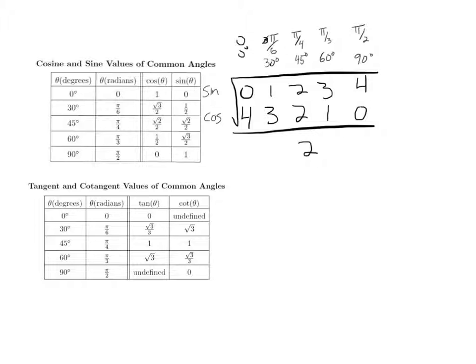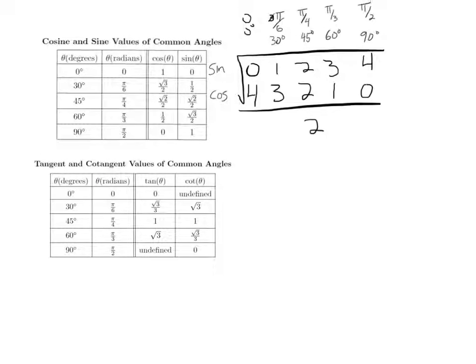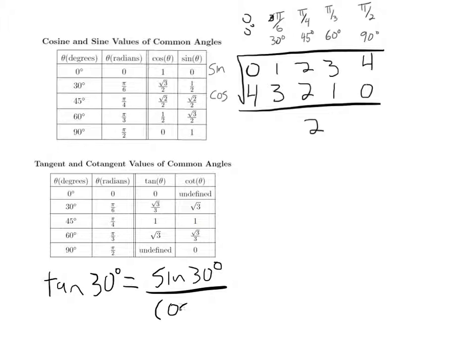First off, we could work one of these out. So for example, I want to work out tangent 30 degrees. So let me move this up a little bit. There we go. Tangent 30 degrees. This is sine 30 degrees over cosine 30 degrees. This is the definition of tangent, sine over cosine. Sine of 30 degrees, we can look up. It's 1/2, and cosine is square root of 3 over 2.